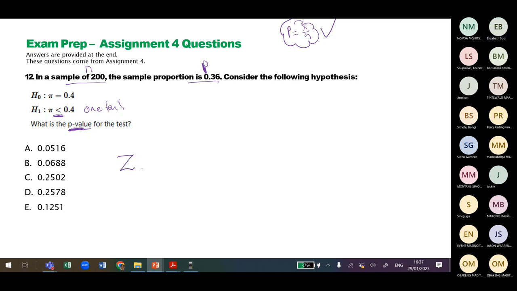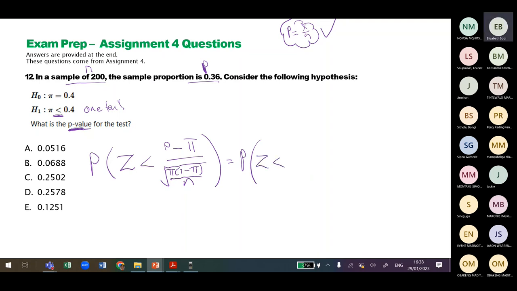Z will be less than, and since we're looking for the p-value, I can put it in the bracket and say the sample proportion minus the population proportion divided by the square root of the population proportion times 1 minus the population proportion, divided by n. That, of less than, because I'm following what the sign is saying.